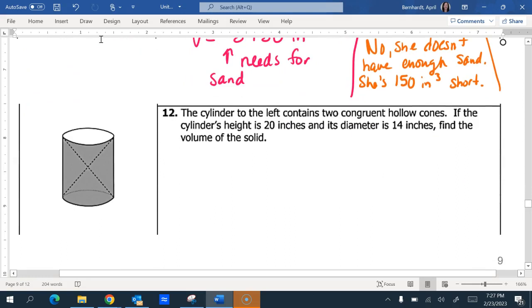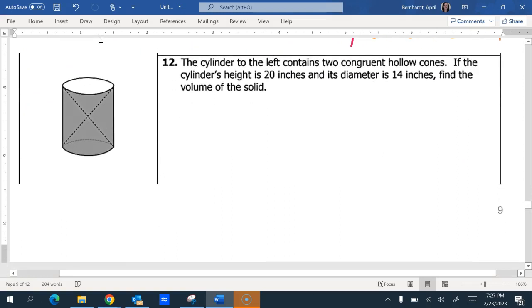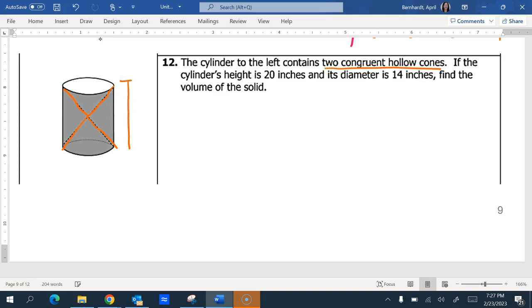All right, and now we're at the last one. So this one says the cylinder to the left contains 2 congruent hollow cones. So these right here are empty space. If the cylinder's height is 20 inches, so I'm just going to quickly label that there, 20 inches, and its diameter is 14 inches, find the volume of the solid. So it's kind of like a shaded region. I'm going to need radius equals 7.